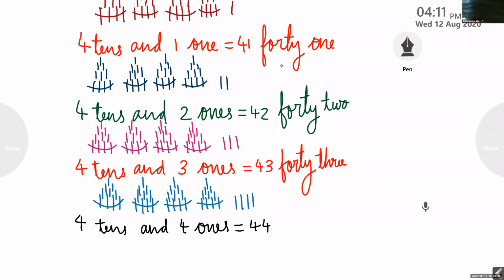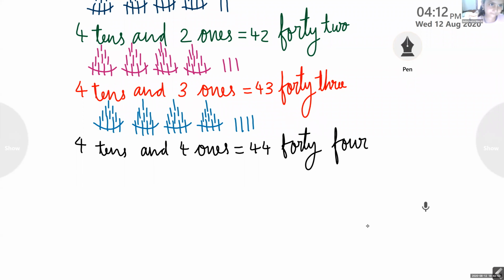So we have 4 tens and 3 ones, 43. And the spelling of 43 is F-O-R-T-Y, T-H-R-E-E. Then we have the number 44, 4 tens and 4 ones. The number is 44. And the spelling is F-O-R-T-Y, 4 ones equal 4.